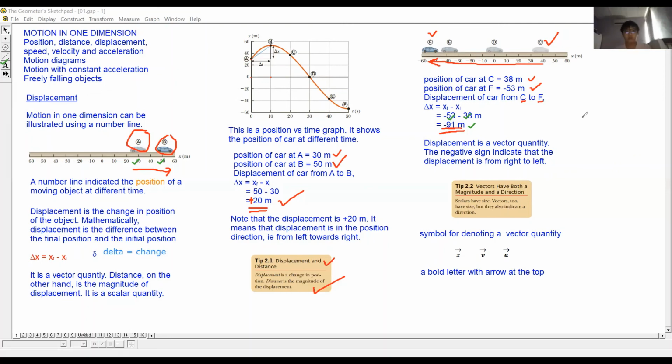Okay, now we are going to look at the symbol, the notation, how to represent this vector quantity. Displacement is a vector quantity, right? Because it has positive and negative. Negative sign indicates that the displacement is from right to the left. The symbol for denoting a vector quantity is like this: you have a bold letter with an arrow at the top. This will represent a vector quantity.